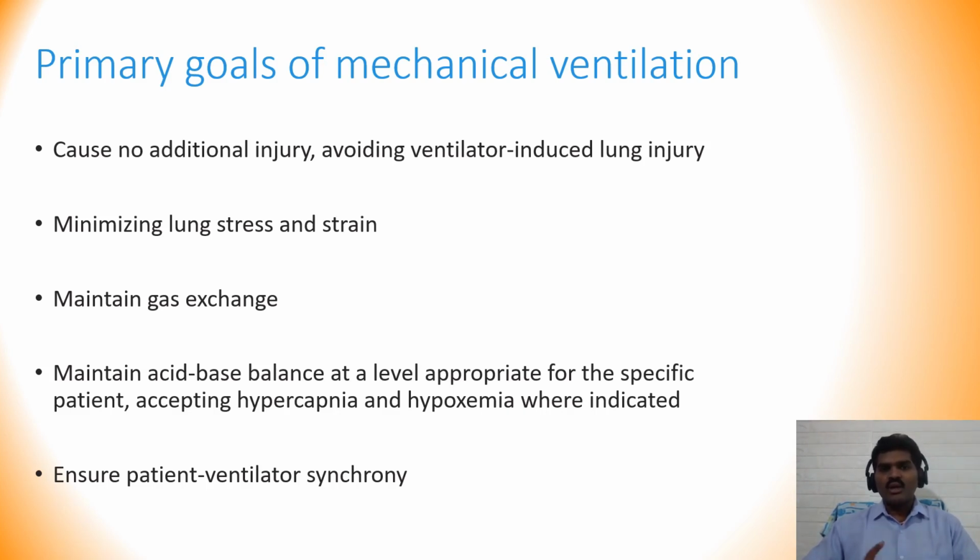Again, you are not going to target normalizing the acid-base values, accepting a bit of hypercapnia and a bit of hypoxemia, which are called permissive hypercapnia and permissive hypoxemia, where indicated. Ensure ventilator-patient synchrony. That is the most important to avoid any adverse complications of mechanical ventilation.